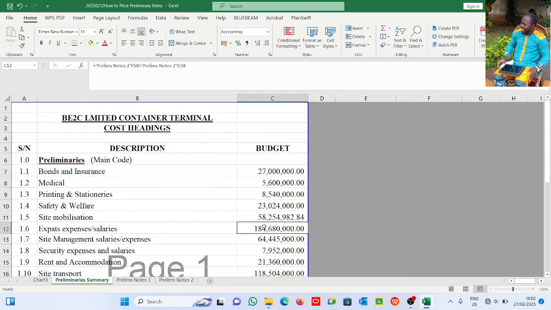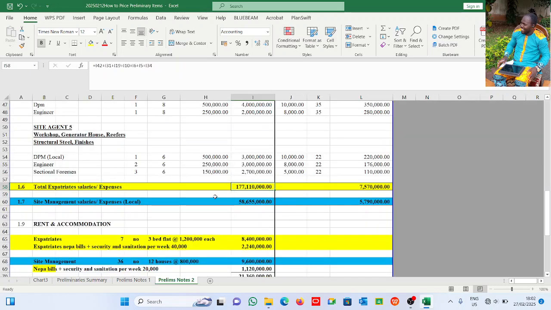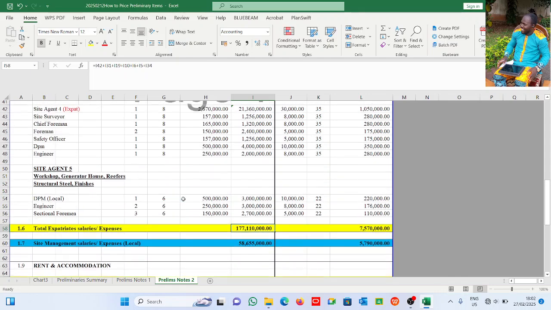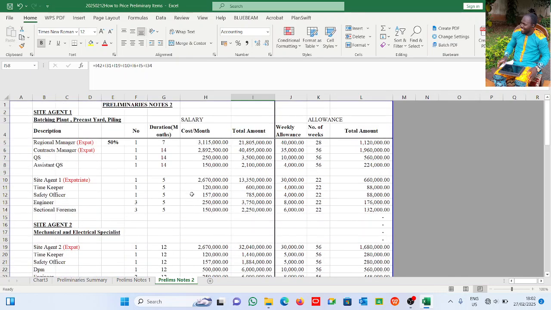Expert salaries and expenses. All right, now B2CL has expatriates. So expert means expatriate. B2CL has expatriates, and we have to pay them. They also have locals, and we also have to pay them. So please, can you take note that your salaries and your allowances, they all come under your preliminaries. Salaries, allowances, expenses, they all come under your preliminaries, not on the 30% profit and overhead you're adding. All right, can you take note?